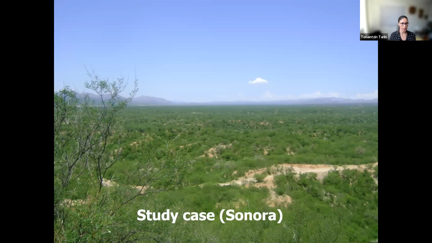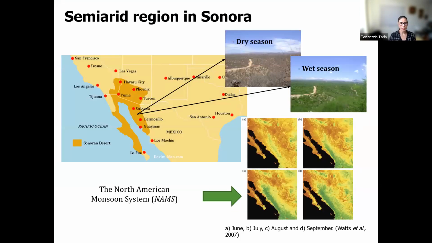This is a shrubland, which is located in the middle of Sonora State. This is a seasonal ecosystem that has a dry season and a wet season, and it's controlled by the North American monsoon system, which brings moisture or rainfall during the summer months from June to September. And this was our study site.